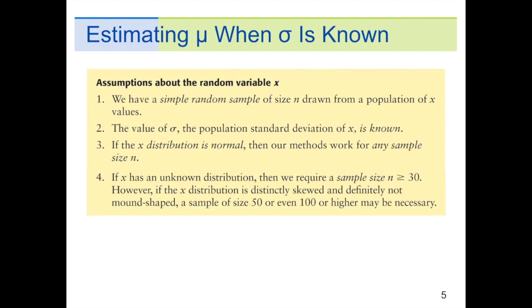4. If x has an unknown distribution, then we require a sample size of n greater than or equal to 30. However, if the x distribution is distinctly skewed or definitely not mound-shaped, a sample size of 50 or even 100 or higher may be necessary. So it's got to be a simple random sample. We have to know the standard deviation, and either it's got to be normal or it's got to be a high enough sample size.